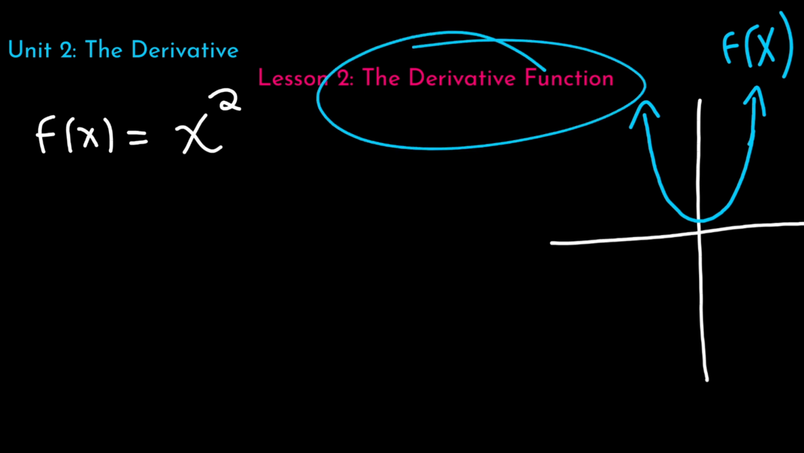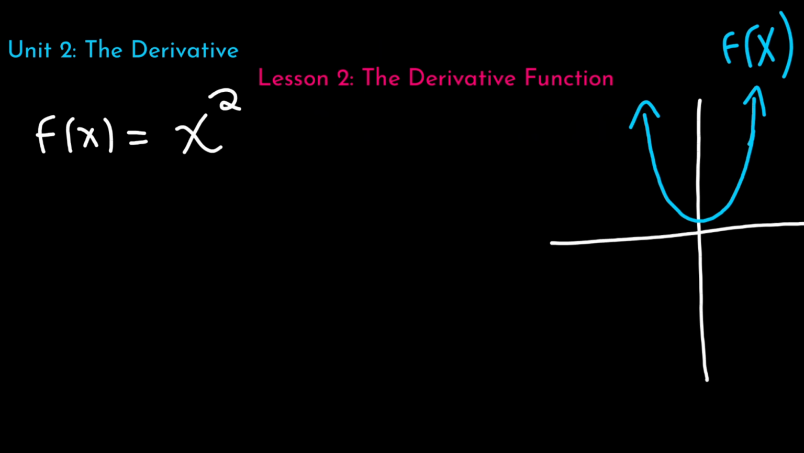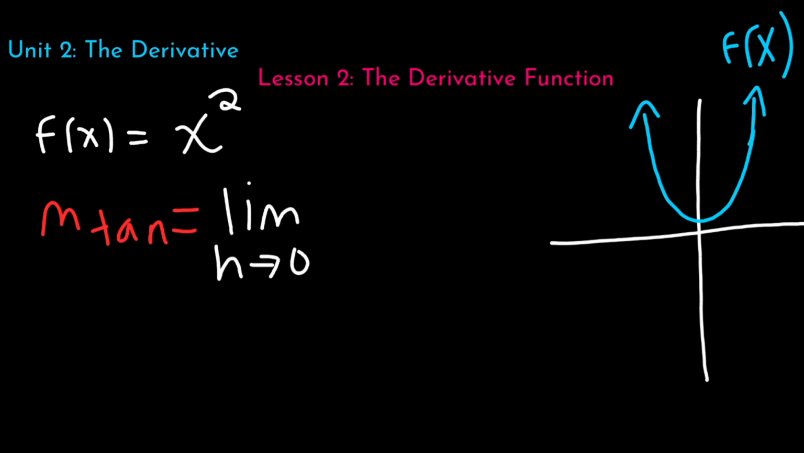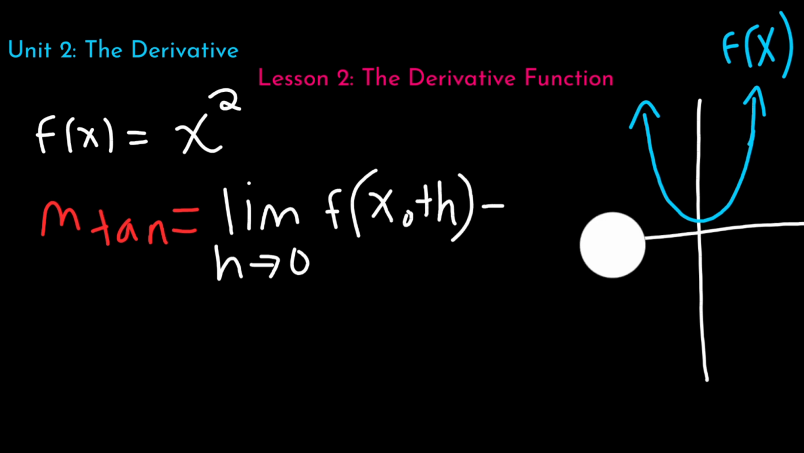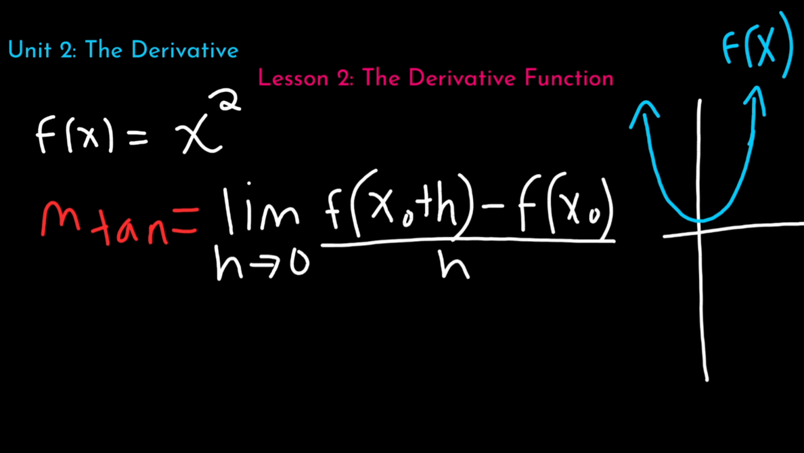Now let's talk about the derivative function. What is the derivative function? The derivative function is this. M tan, we're going to label it M tan because it's going to give us the tangent line slope. Slope of our tangent line equals, now here's the function, write this down. Limit, we're going to take the limit, these never go away, as h goes to 0, of f of x naught plus h minus f of x naught, all over h in brackets.